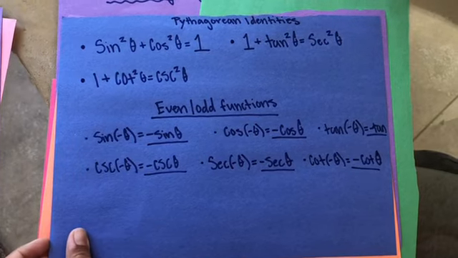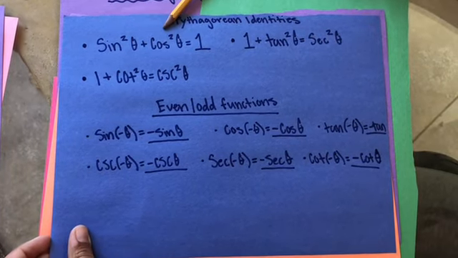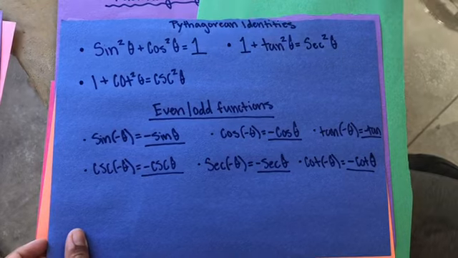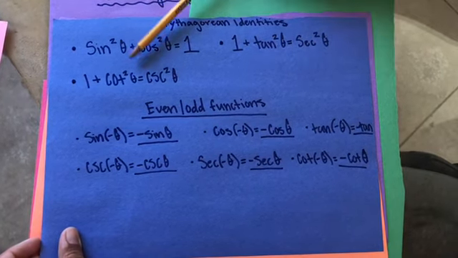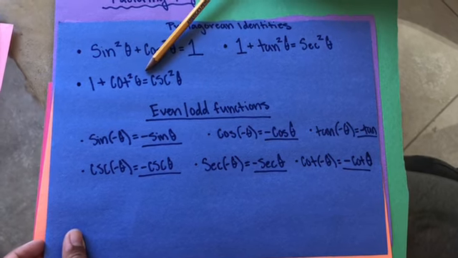So now we're doing Pythagorean identities. First we have sine squared theta plus cosine squared theta equals 1, and then 1 plus tangent squared equals secant squared. 1 plus cotangent squared equals cosecant squared.